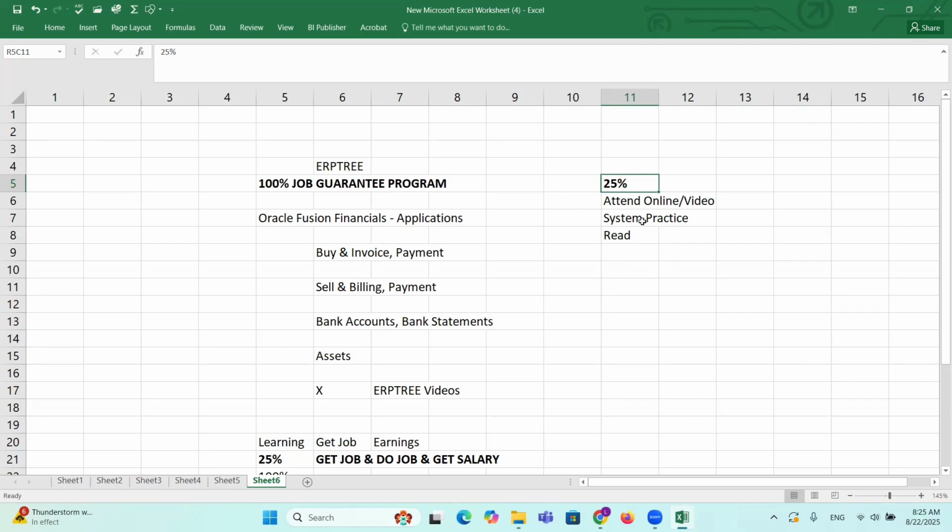If you want to learn this 25% effectively, this is not enough. So here, what is missing, I will list out. You have to involve in discussions. You have to give oral presentations. You have to give system presentations.